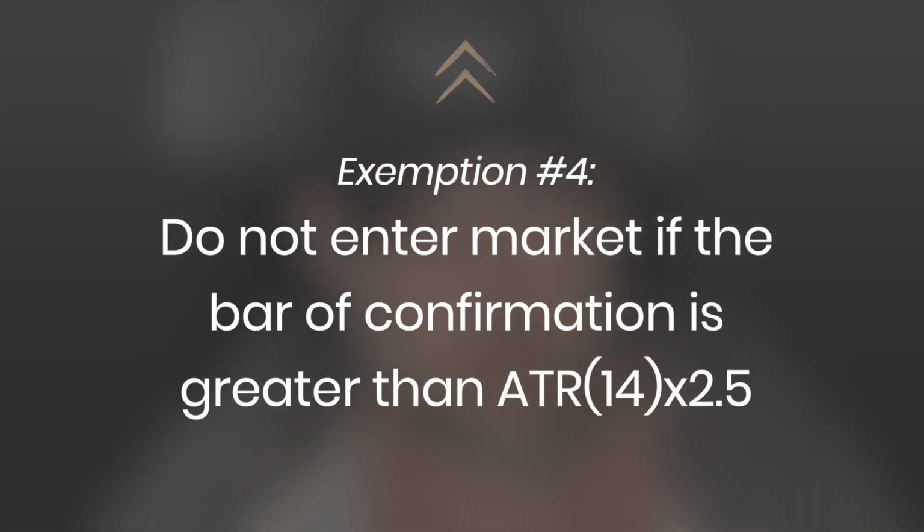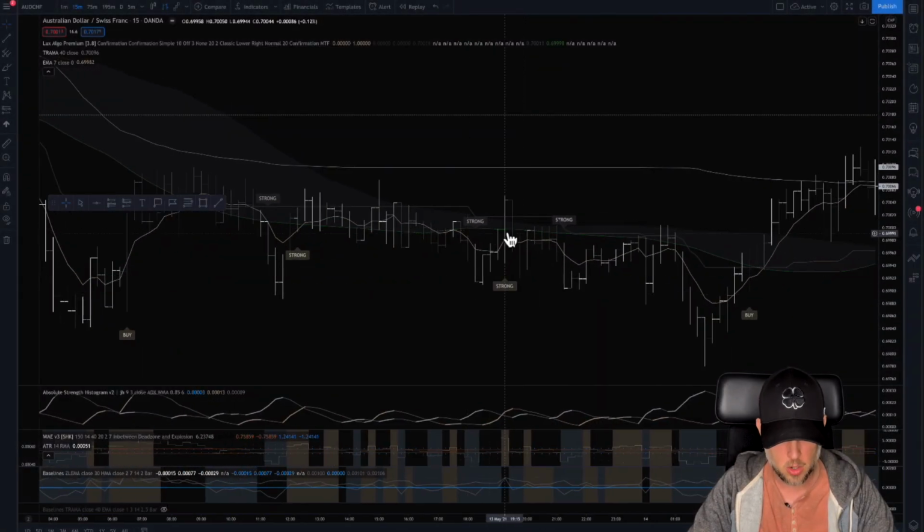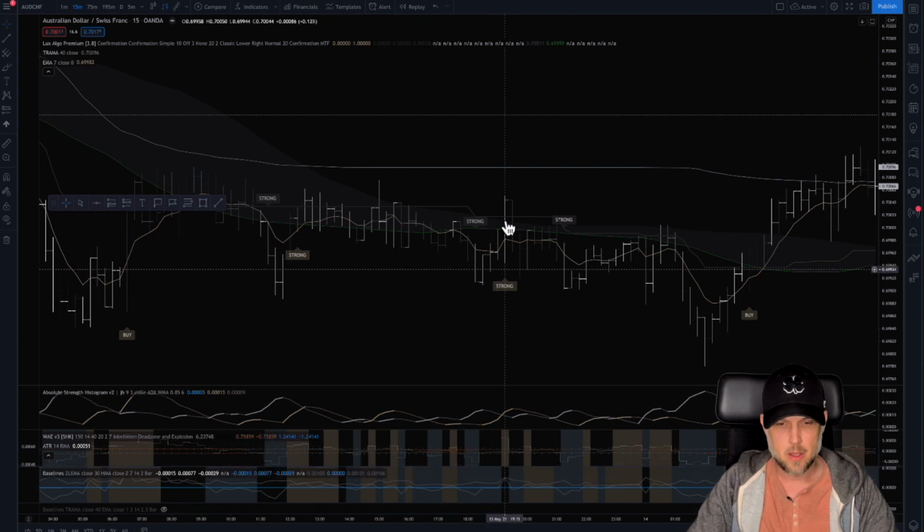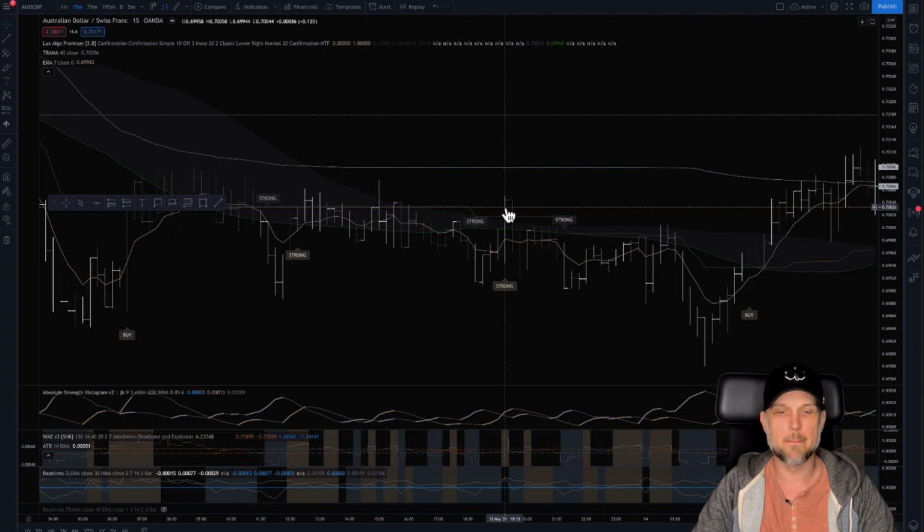Okay, next, the last one. If the bar that you get your confirmation on to enter the market is greater than 2.5 times your ATR. Now, what do I mean by that? Let's see if I can find an example. Here's one right here. So we're coming down. Obviously, we have a strong confirmation from Lux. Great big bar. It's exciting because we've got all the confirmations. But this bar is greater than 2.5 times my ATR of the last 14 bars.